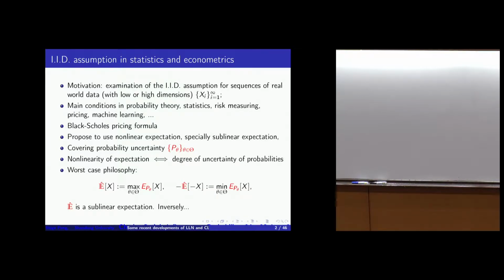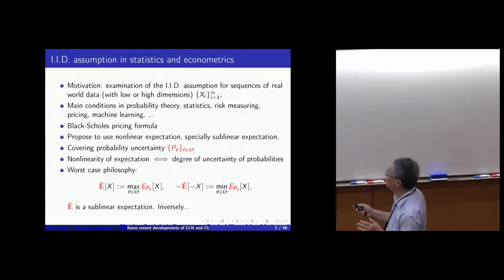So the idea is that we just use this and think of everything under this sublinear expectation. IID is under this sublinear expectation, and I treat the law of large numbers in this framework.